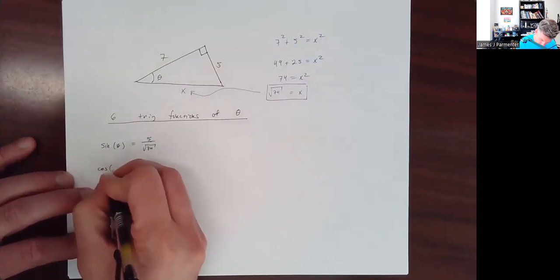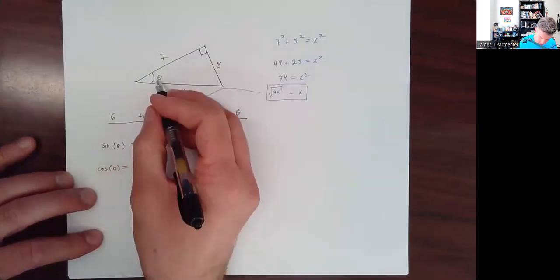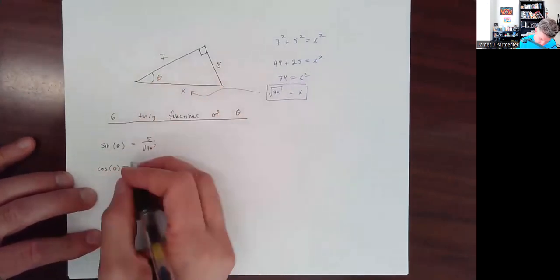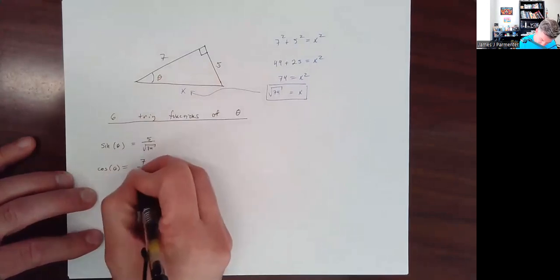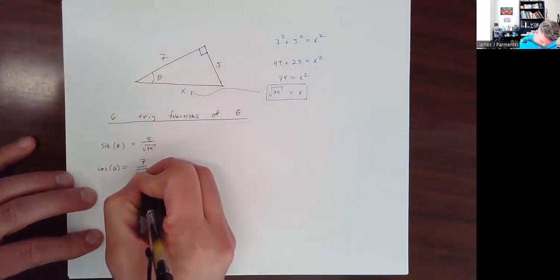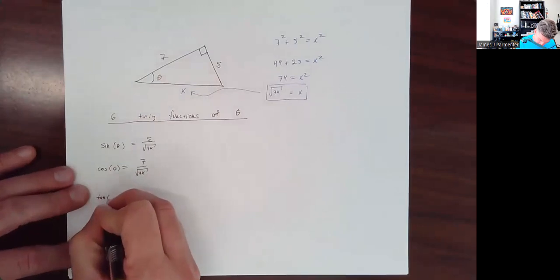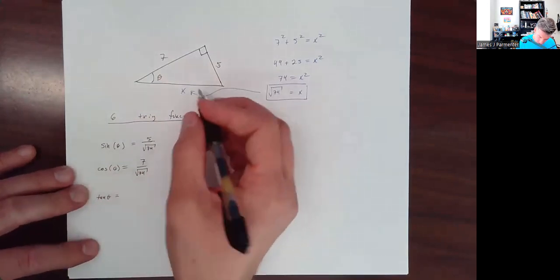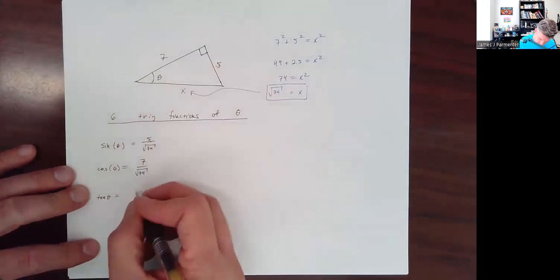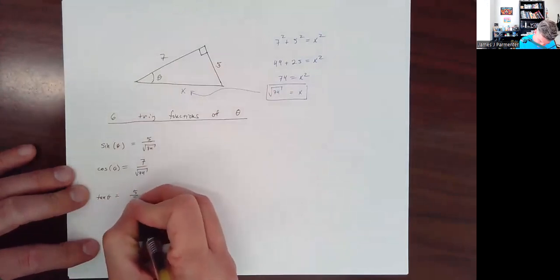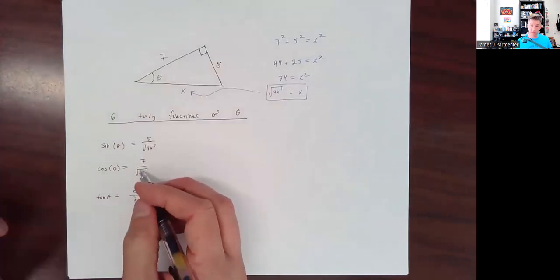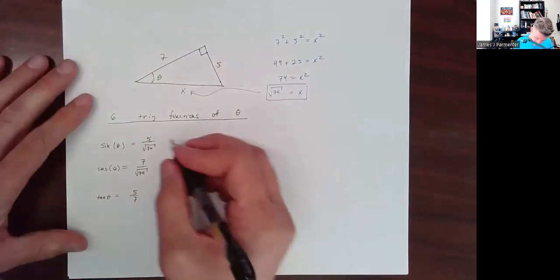And cosine of theta is going to be the adjacent side over the hypotenuse side. So it's going to be... oops, I forgot to rationalize. Do that in a second here. And finally, tangent of theta is going to be the opposite over the adjacent. So 5 divided by 7. I'm going to wait to rationalize these for just a second, but I will leave myself room to rationalize them.